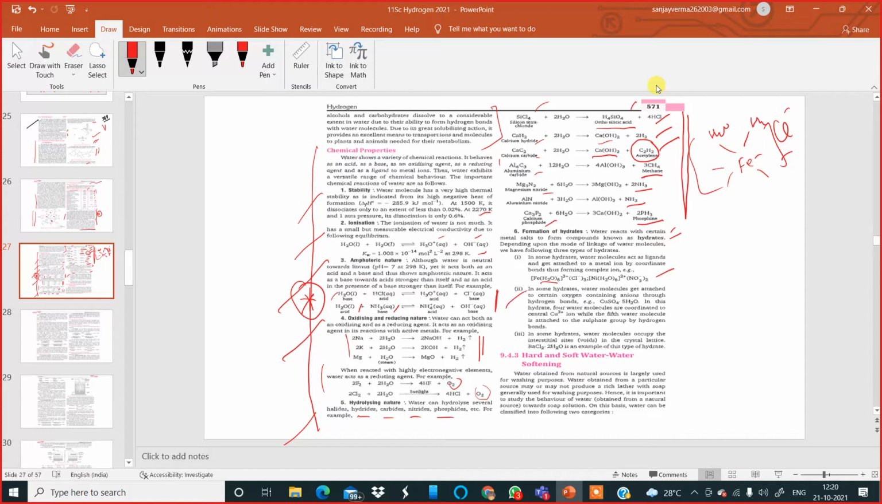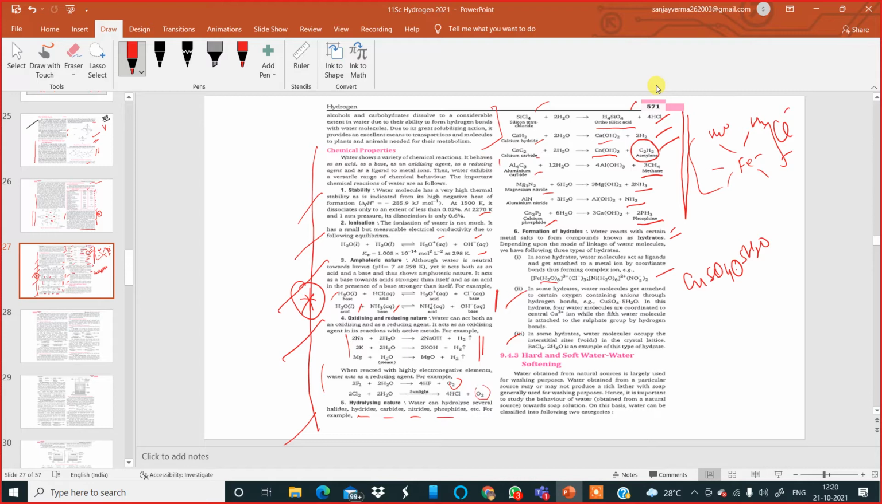In some hydrates, water molecules get attached to certain oxygen-containing anions through hydrogen bonds, like crystals of copper sulfate, where you see CuSO4·5H2O. This is a weak chemical combination. In some hydrates, water molecules occupy the interstitial sites. The empty spaces are occupied by water molecules. For example, in crystals of barium chloride, you will find water molecules in the lattice of solid barium chloride. So these were some chemical properties of water.